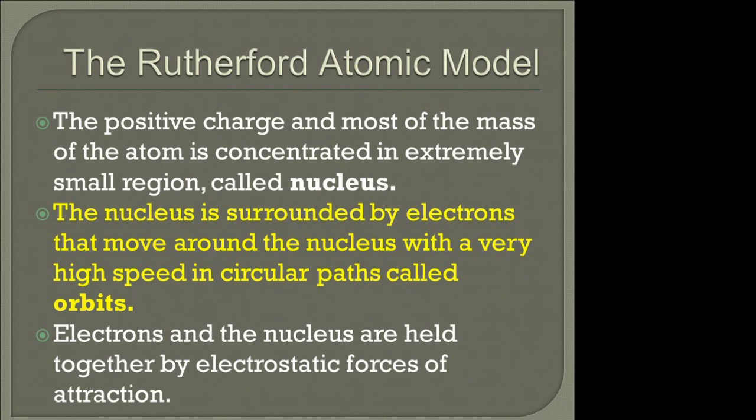Another postulates: the positive charge and most of the mass of the atom is concentrated in extremely small region called nucleus. Nucleus is surrounded by electrons that move around the nucleus with a very high speed in circular paths called orbits. The electrons and the nucleus are held together by electrostatic force of attraction.